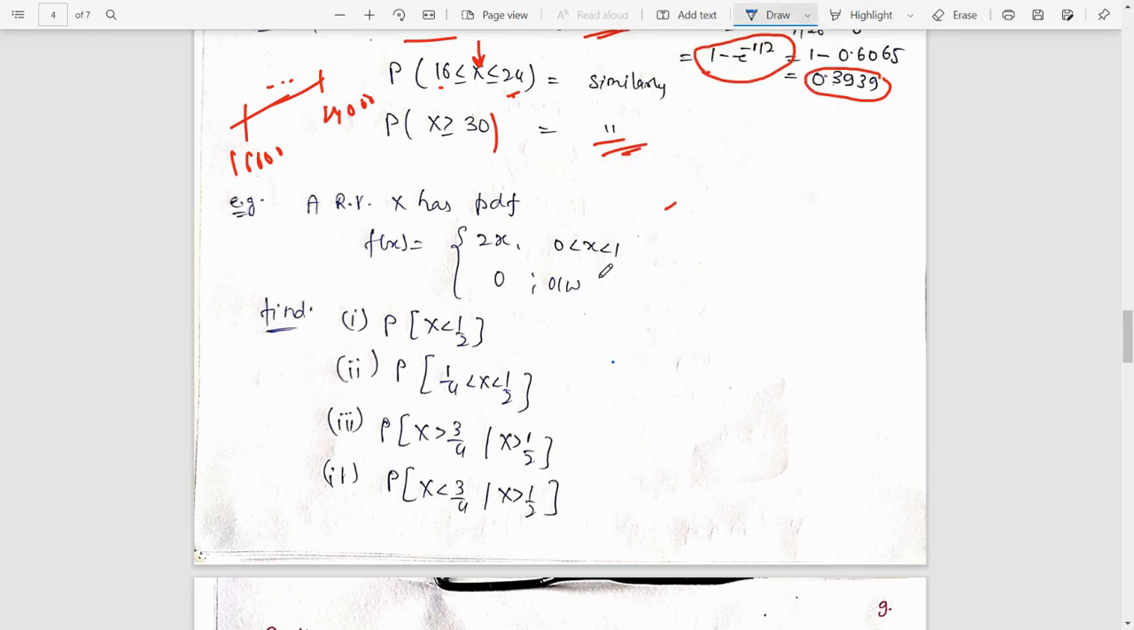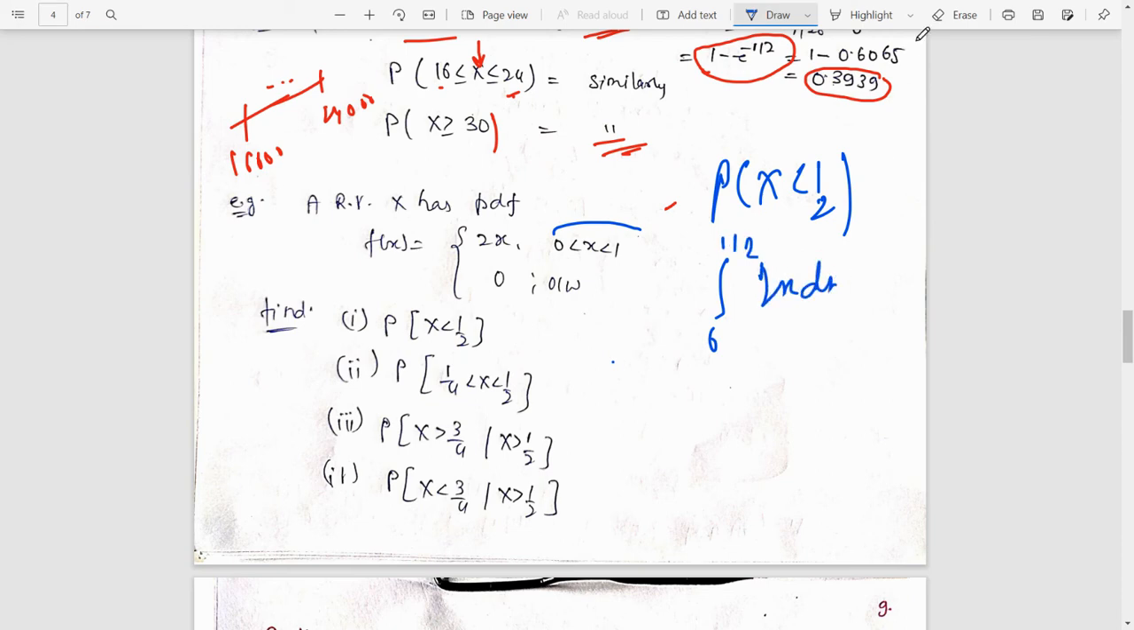So there is a random variable x, and it has a PDF. Obviously, it's a continuous random variable. The PDF is 2x between 0 and 1, otherwise 0. You need to find the probability that x is less than 1/2. This you can simply do: just integrate 2x dx between 0 and 1/2.